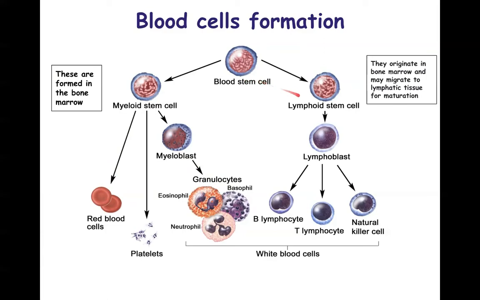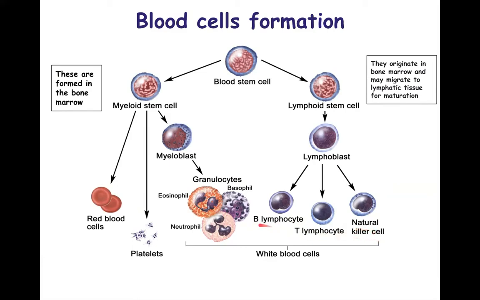The stem cells can also divide into lymphoid stem cells. These stem cells have the capacity to later move into lymph tissues and lymph glands, especially the spleen and the thymus, and they will form another category of WBCs, generally called agranulocytes. Agranulocytes means their cytoplasm has no grainy structures. They are B lymphocytes, T lymphocytes, and natural killer cells.